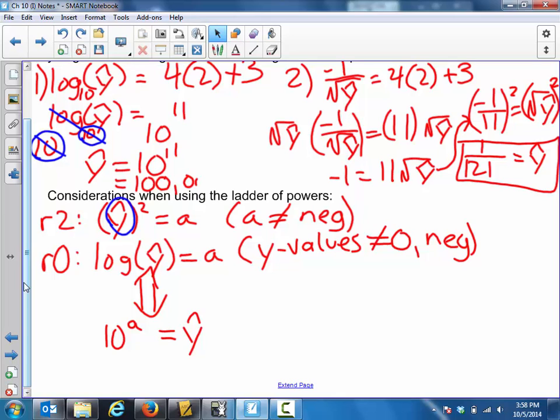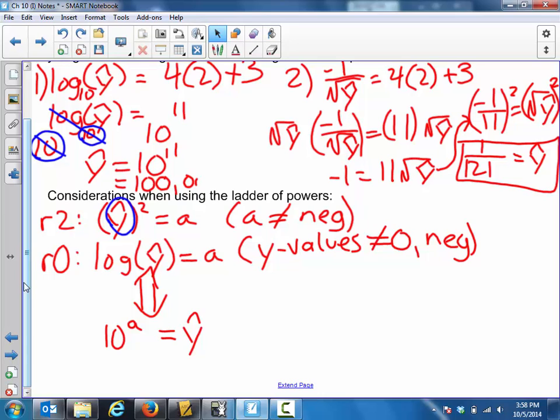Because if your y values are negative, then you're saying 10 raised to some power is going to give you a negative. That never works. Plug in negative a for your exponent, you're going to get something really tiny, really close to 0, but that equation will never be negative for y hat. It cannot be, if you're wanting to get an answer for a, or vice versa.